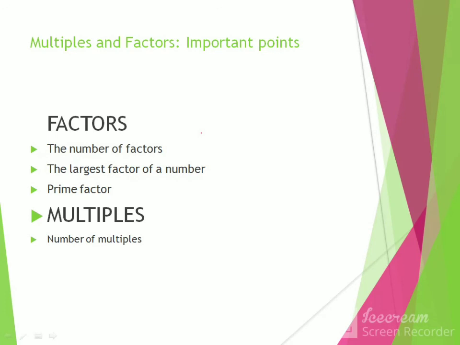Now the last part, some important things about multiples and factors. If you look at the factors, the number of factors will be finite. You can count them. If you look at the number 20, you have 1, 2, 4, 5, 10 and 20. These are the only 6 numbers which can completely divide the number 20. So the number of factors is finite.